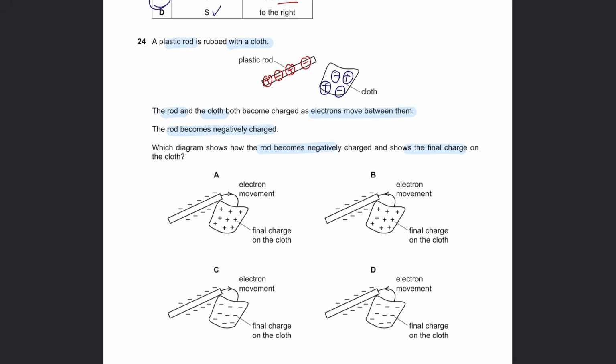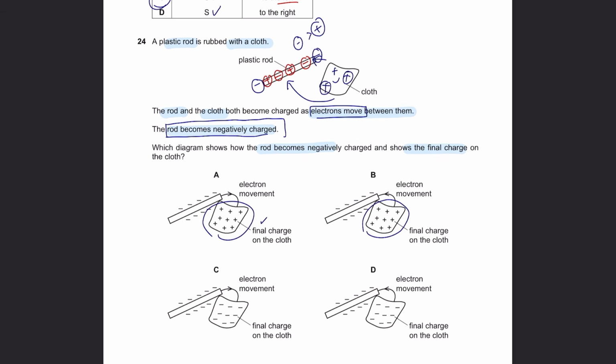Initially, they all had equal numbers of positive and negative charges. It says that the rod has become negatively charged and only electrons can move between them. This means that the electrons from the cloth have transferred onto the rod, and right now the rod has more negative compared to positive, hence the reason why the rod is negatively charged. After the negative electrons leave, the cloth is now positively charged. So these are the positive charges of the cloth.